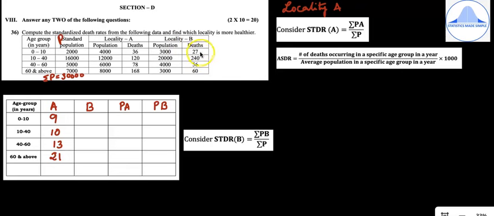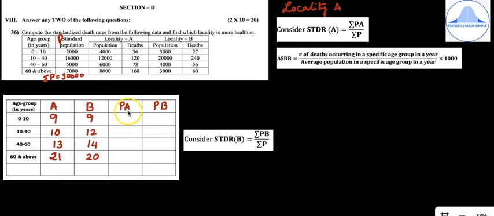Similarly, let us do the calculations to find out B, which are the ASDRs for locality B. The first calculation will be 27 divided by 3000 into 1000. So you'll get 9. The next calculation will be 12. Then it is 14 and then it is 20. So these two columns will carry 1 mark each.